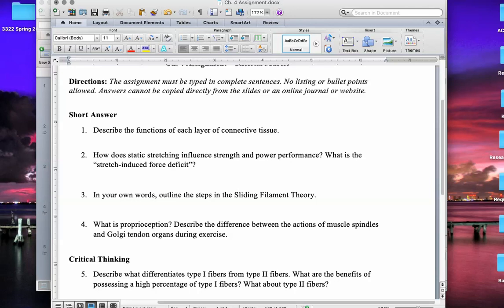Second, stretch-induced force deficit. How does static stretching influence strength and power performance? So we'll talk about different types of stretching, including static, different durations of static stretching, and how that influences our strength or power performance right after. And then, what is the stretch-induced force deficit? That's what we will be talking about.